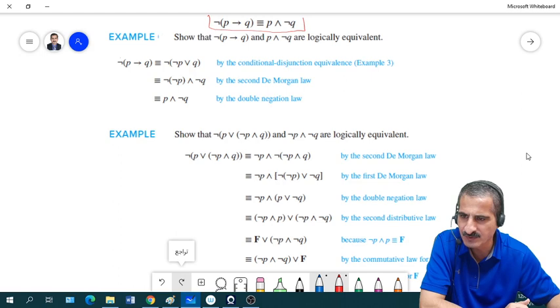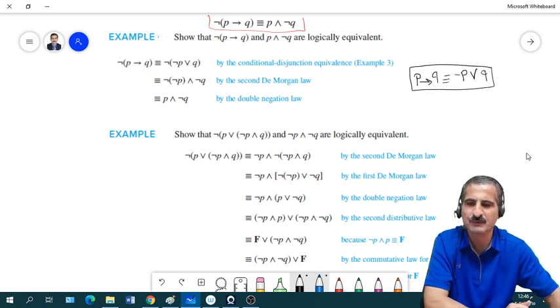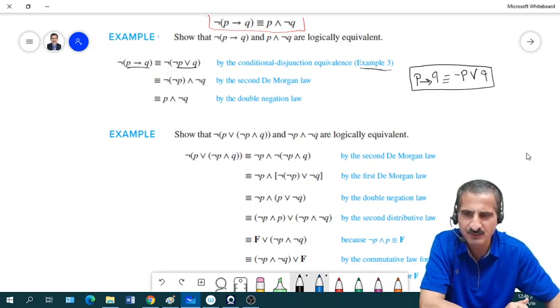We need to use an equivalence that we have already seen, which is P gives Q is the same as not P or Q. We have already proved this, so we will use it. So from here to here, we are using this. It says in the book it is example 3. This is done, example 3 in the book.